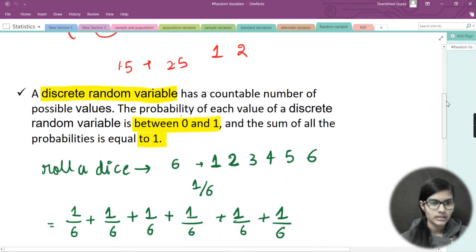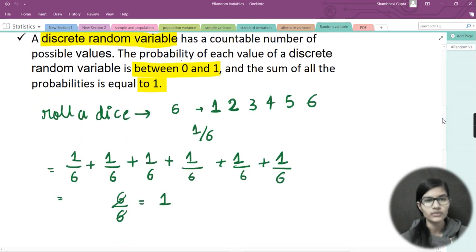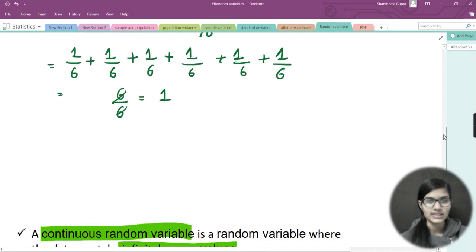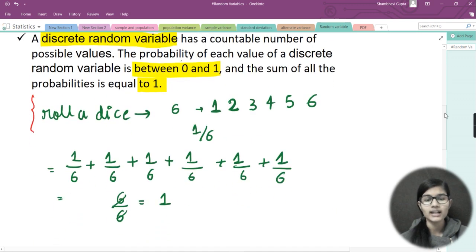And in this discrete random variable I also proved that the probability of each value of a discrete random variable is between 0 and 1, and the sum of all the probabilities is equal to 1. The example we took was rolling a die, and the outcomes can be either 1, 2, 3, 4, 5 or 6. I did the summation of all these and got the output as 1. So I wanted to prove that the sum of all the probabilities is equal to 1, and I proved this.